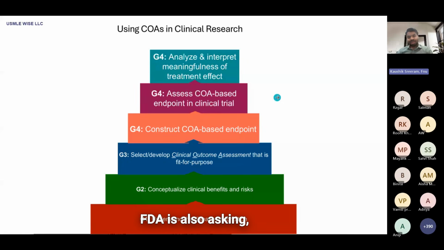Same thing FDA is also asking. Hey, you are coming up with tools. You have established a clinical trial. And have you asked the patient, is this meaningful to you? Is this a meaningful change? Let me give you another example.